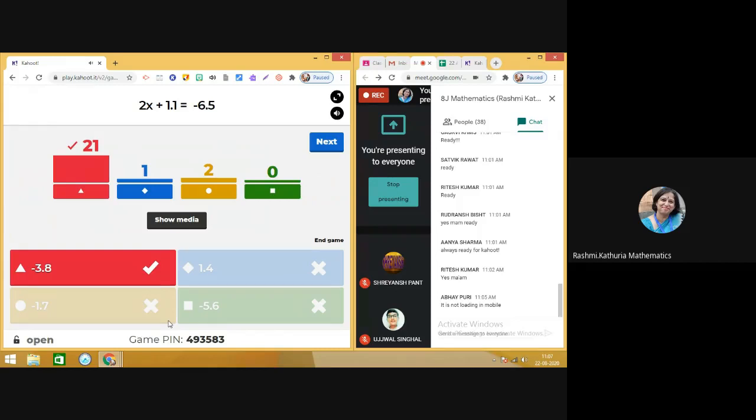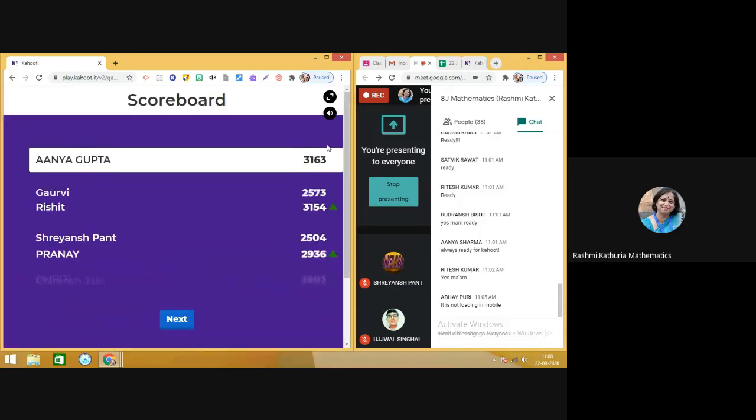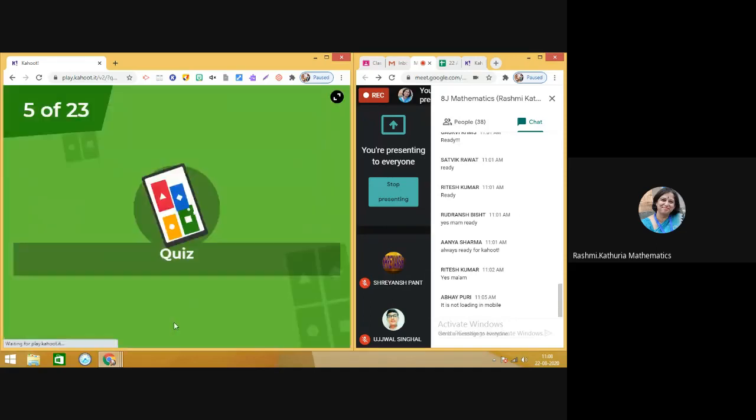Very nice. I can see you are quickly able to solve calculations in decimals. So here you have 2x is equal to minus 6.5, and you transpose 1.1 to the other side. So you get minus 7.6. So 2x is equal to minus 7.6. That gives us x is equal to minus 3.8. Interesting. Now I'm moving on to the leaderboard. Interesting, this time it's constant. Let us go to the next question.